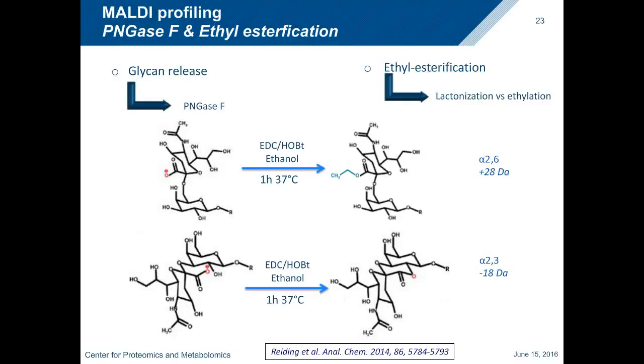We already have a nice in-house method where we release our glycans with PNGase F and perform ethyl esterification, and then we analyze them with MALDI. This method is really nice because we can distinguish between alpha-3 and alpha-6 linked sialic acids. If you want to know more about the ethyl esterification, there will be a pop-up, a new window on your screen, with a link to the paper where it's nicely described. With the ethylated version, alpha-6 will ethylate and alpha-3 will lactonize, which means you lose water. That means we have a difference in mass, and that's why we can distinguish between alpha-3 and alpha-6.